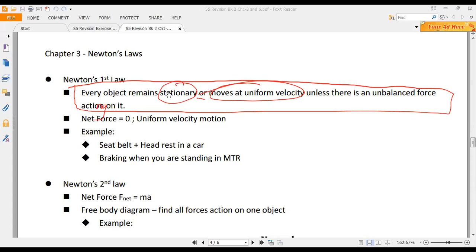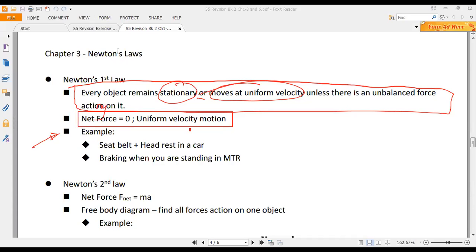If I make it simple, I can just write: when net force equals 0, it will have uniform velocity motion. Notice that stationary is also a uniform velocity motion, but the velocity just remains 0. We should also be able to give some examples of motion related to Newton's first law. Whenever you see a motion having uniform velocity, there is a net force equal to 0 acting on it. There's no net force on it.